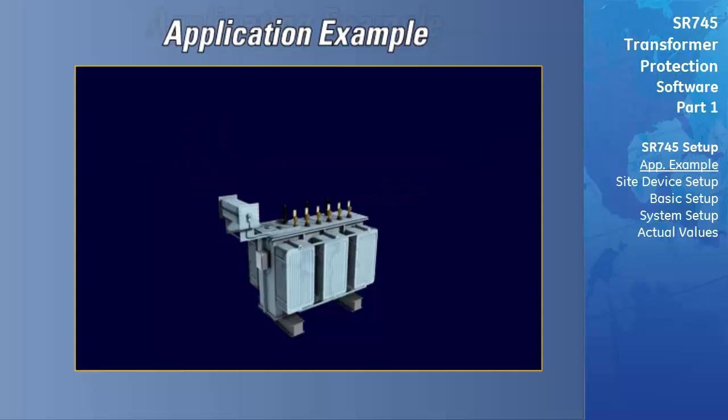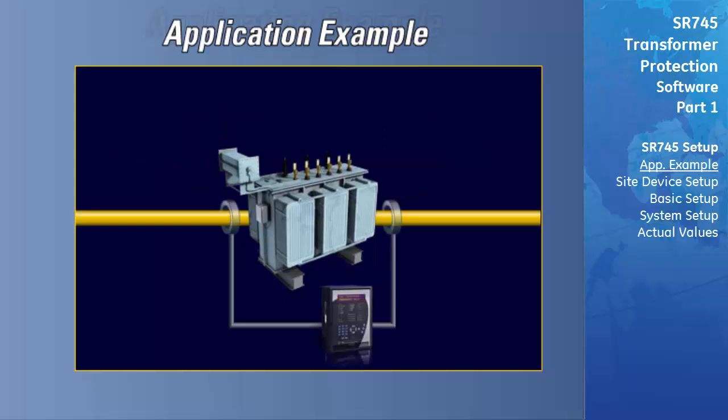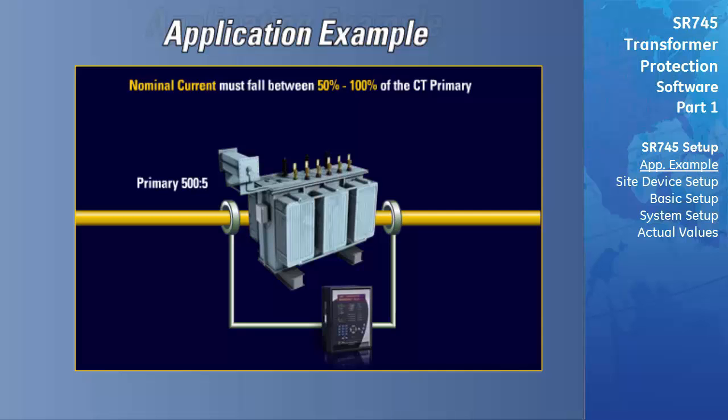When selecting the CTs for our transformer, we want to make sure that the I nominal falls between 50 and 100% of the CT primary. The closer nominal current matches the CT primary, the more accurate the current metering will be. As we cannot match the calculated nominal currents exactly to an available CT primary, we will use 500 to 5 CTs on the high voltage winding and 1000 to 5 CTs on the low voltage winding. The relay will internally calculate the mismatch in the CTs and will compensate for it in the percent differential calculations.